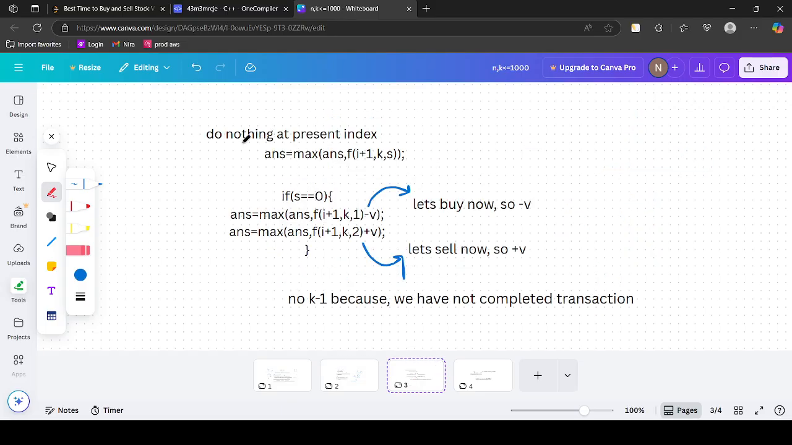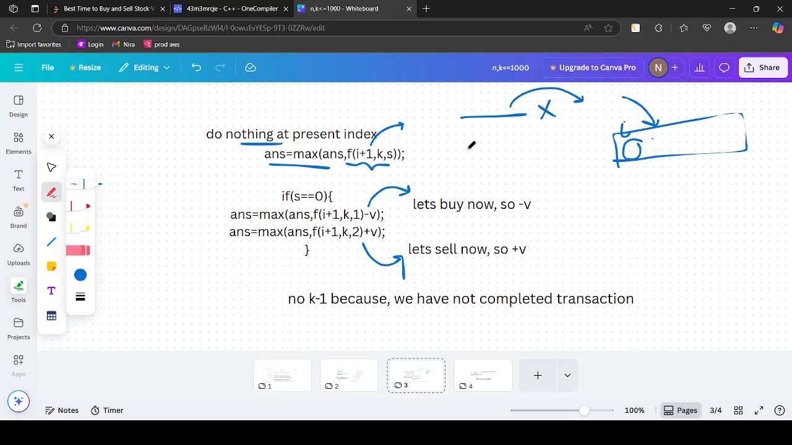Let's simulate some cases at the present index. What are the possibilities? We can do nothing. So simply answer is equal to max of answer and f(i+1, k, s), because we want from the next index, since at index i we are going to do nothing. So it is i plus 1, and k did not reduce because we did not do any transaction, and the state is exactly the original. If we bought and are not doing anything now, the bought status propagates forward, and similarly if we sold before. So the status remains the same, k remains the same, and i is incremented.